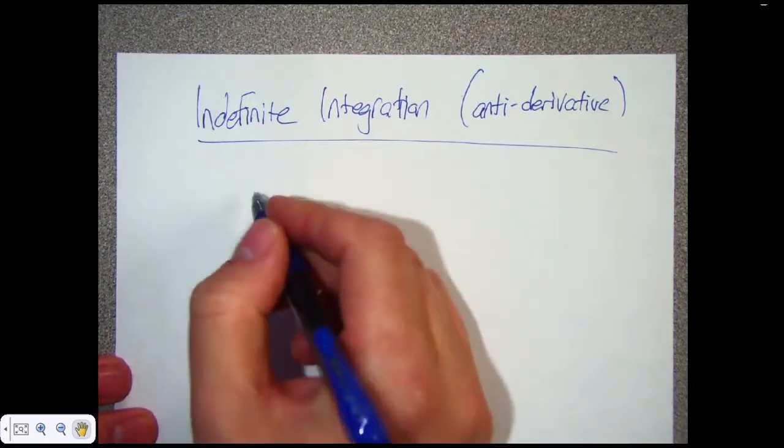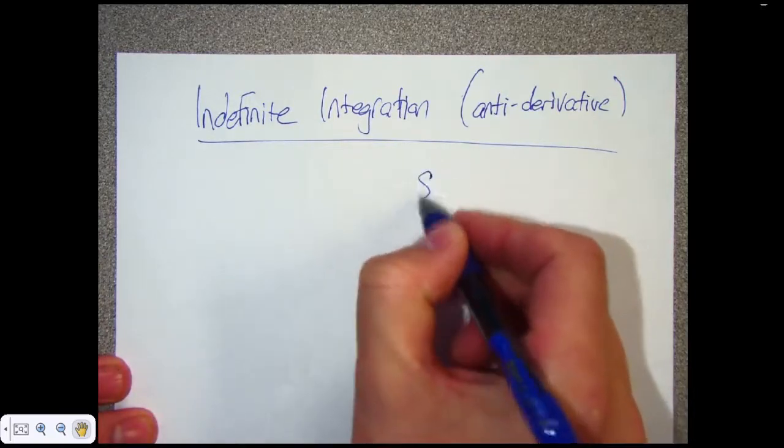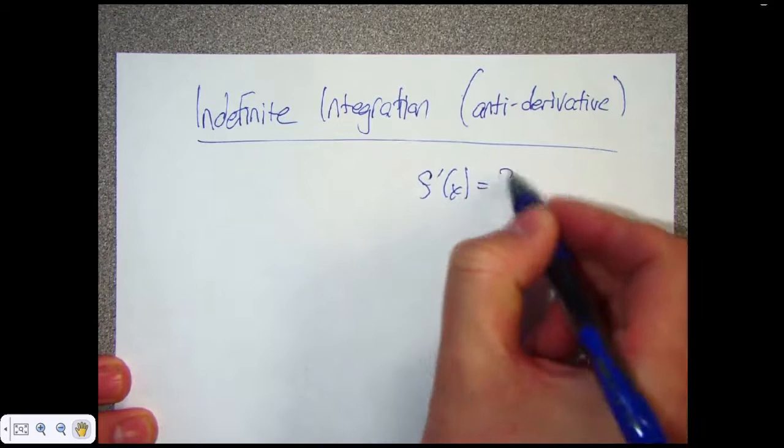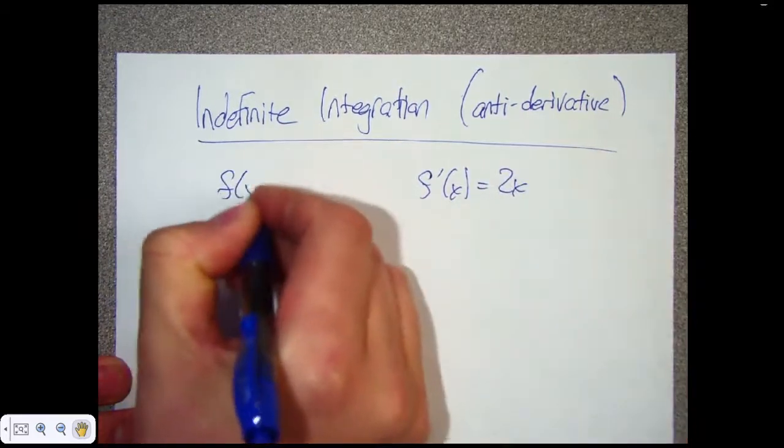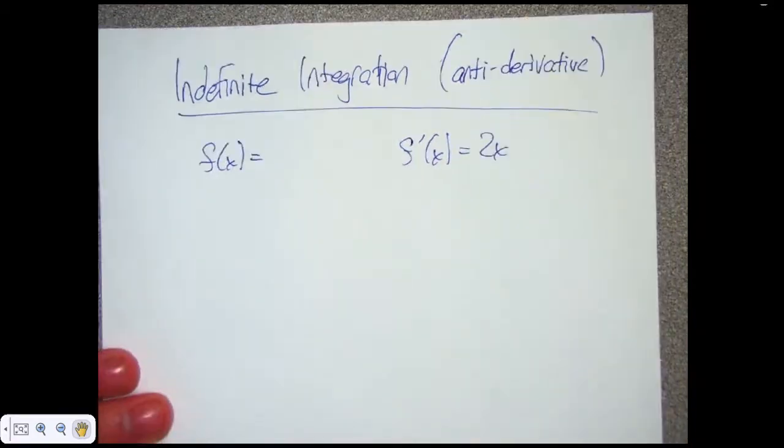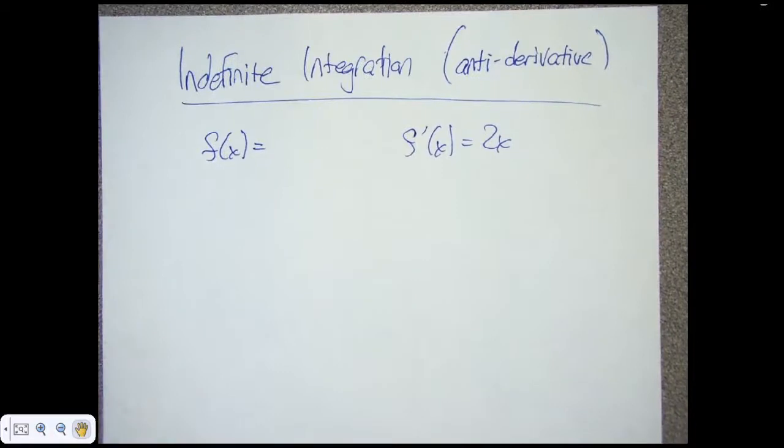Let's start with this. Let's say that the derivative is 2x. I want you to give me 3 different options for what f of x might have been. Try to give me 3 different possibilities for what f of x could have been.